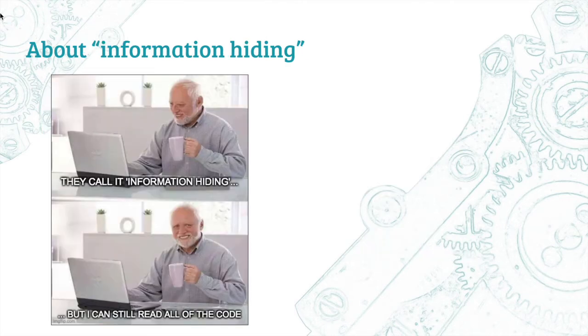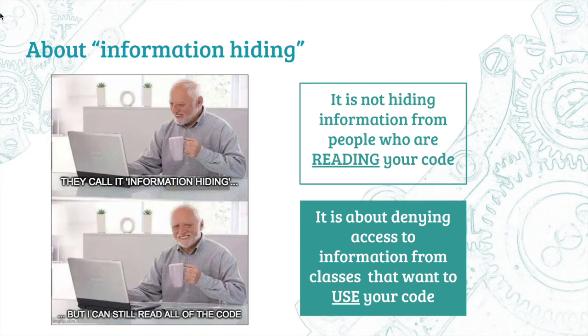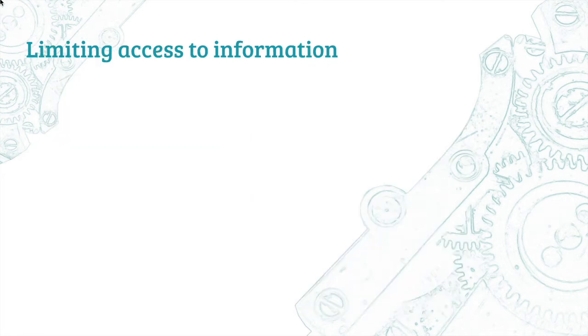About information hiding. Information hiding is not about hiding information from people who are reading your code or who want to read your code. But I guess you already knew that. Instead, information hiding is all about denying access to information from classes that want to use your code. Information hiding is all about limiting access to information.